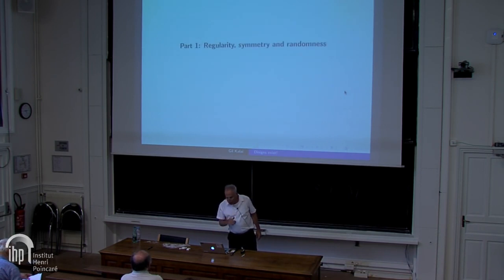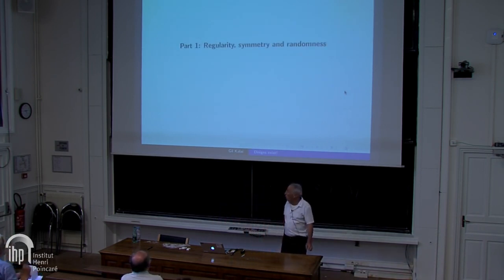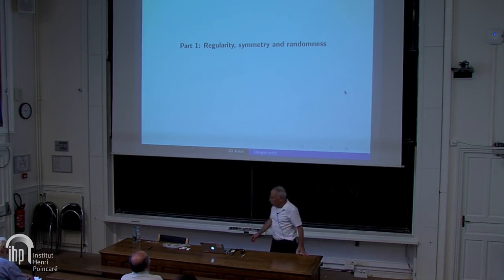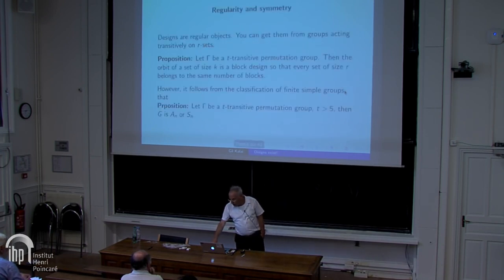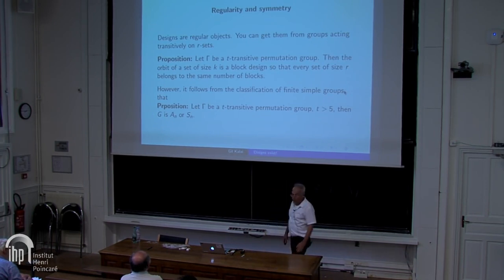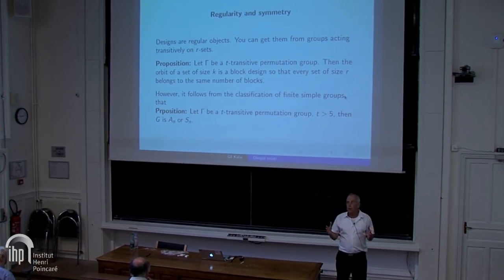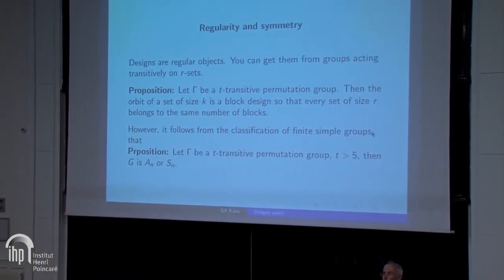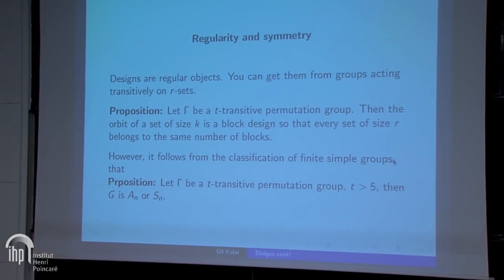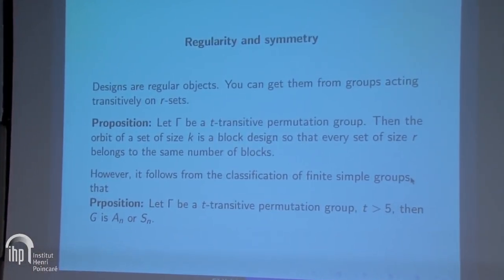Okay, so the first part I want to talk about is regularity, symmetry, and randomness. Those are three concepts which are quite important for this discussion. So designs are very regular objects. Regular objects, roughly speaking, are objects which locally look the same. So you can think about a manifold as a regular object, and you can think about Lie groups as symmetric objects. So sometimes regularity comes from a group action.